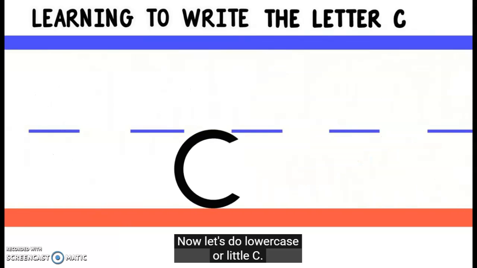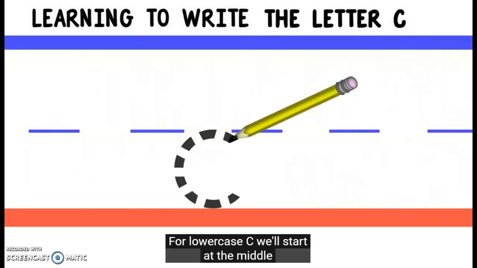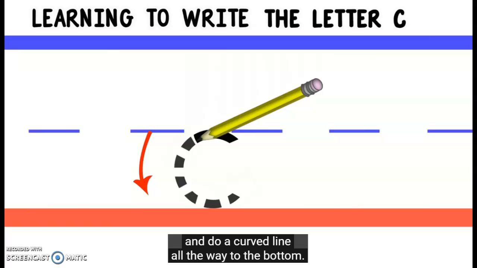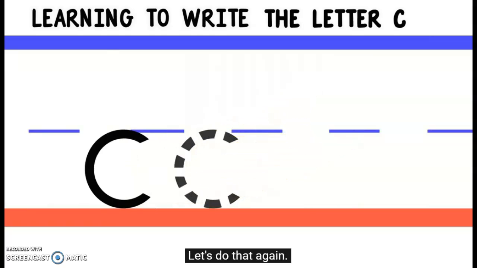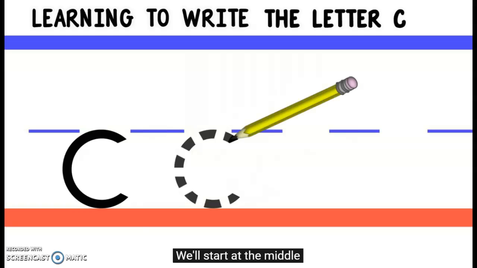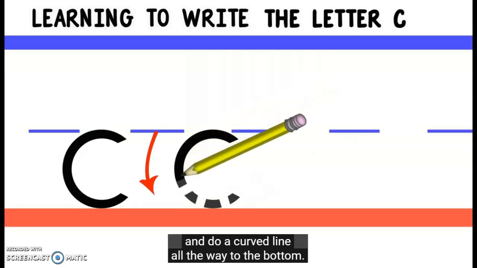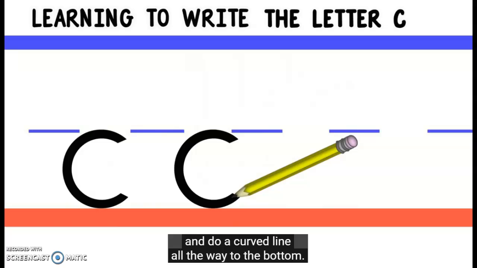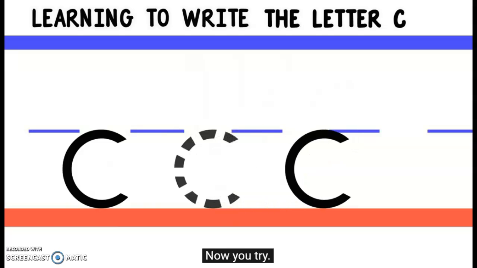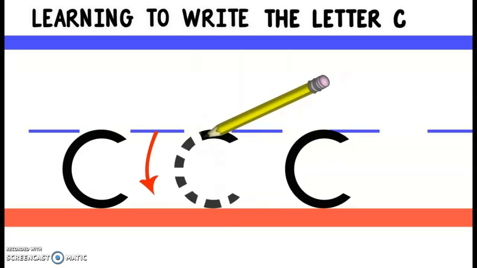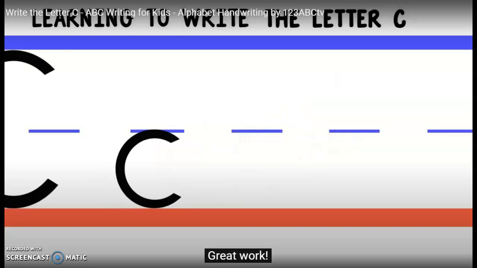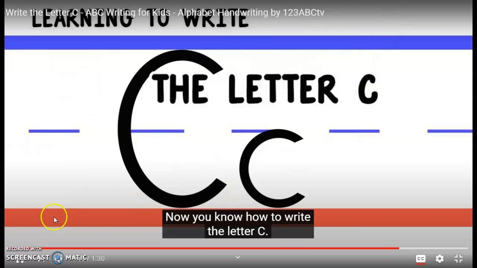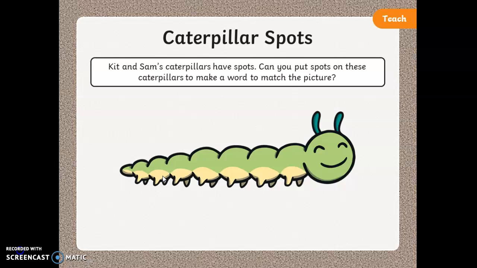Now let's do lowercase or little c. For lowercase c, we'll start at the middle and do a curved line all the way to the bottom. Let's do that again. Start in the middle and do a curved line all the way to the bottom. Good job! Now you try. Great work! Now you know how to write the letter C.